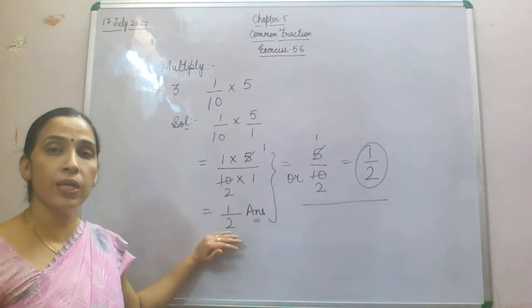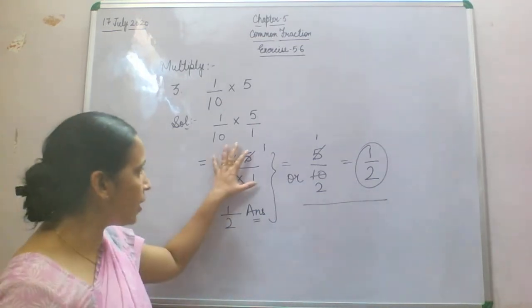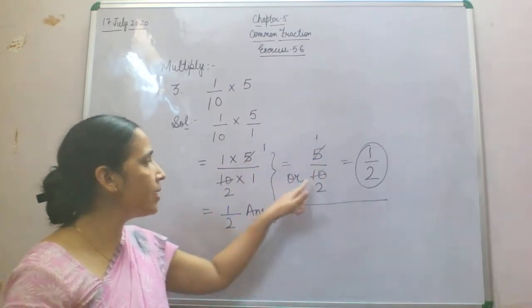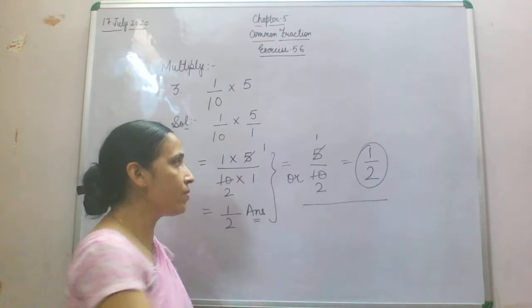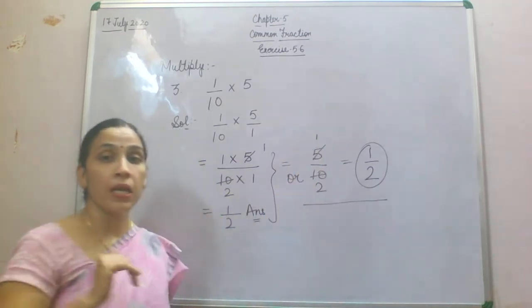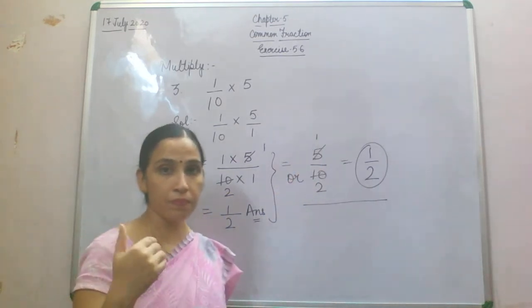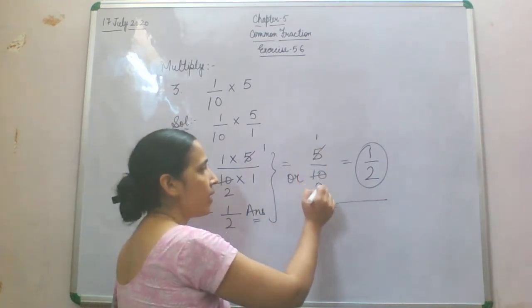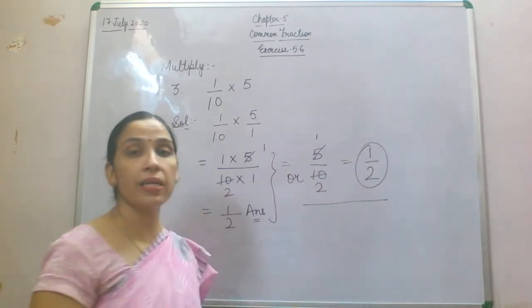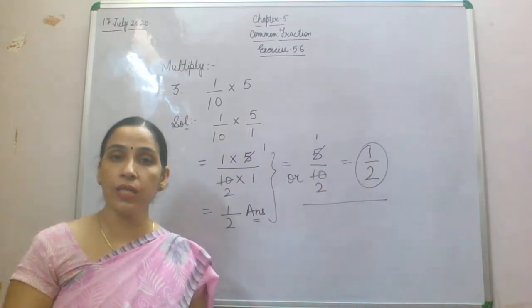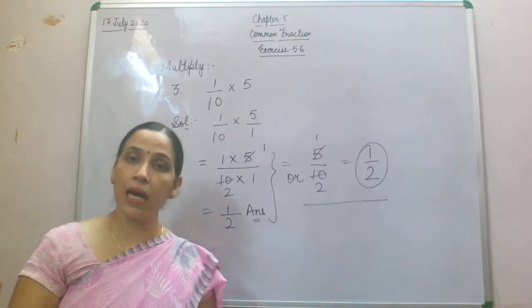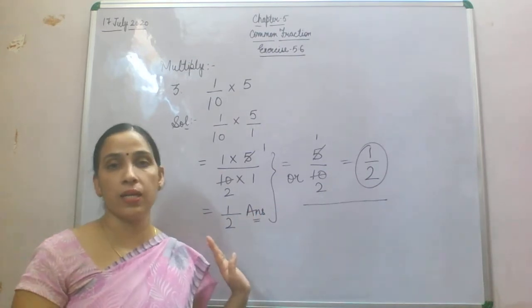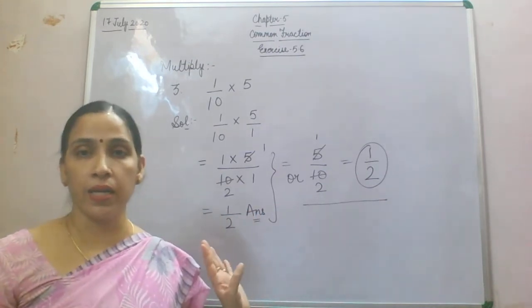Children, you can do this in another way also. Here you can do the multiplication: 5 ones are 5 and 10 ones are 10. When you get this fraction 5 by 10, you can change it into its lowest term, 5 one times and 5 two times, and then also you will get the same answer. Whichever method you find easier, you can use that method, but both methods are correct, both ways are correct, fine.